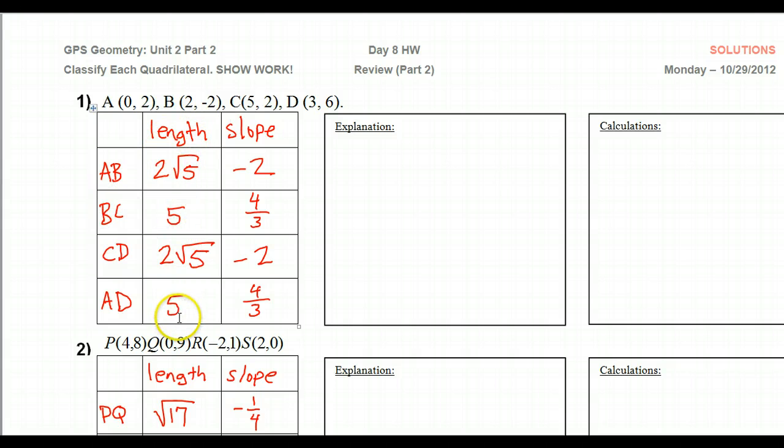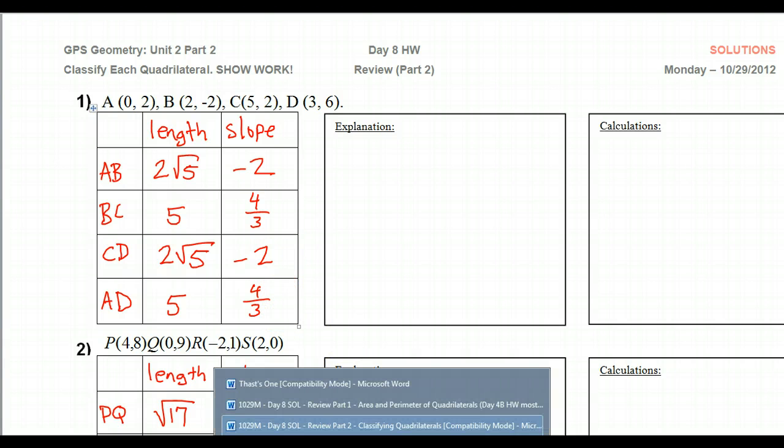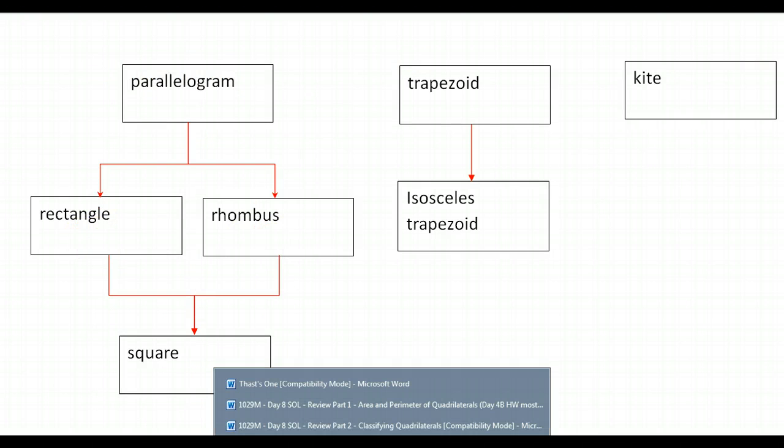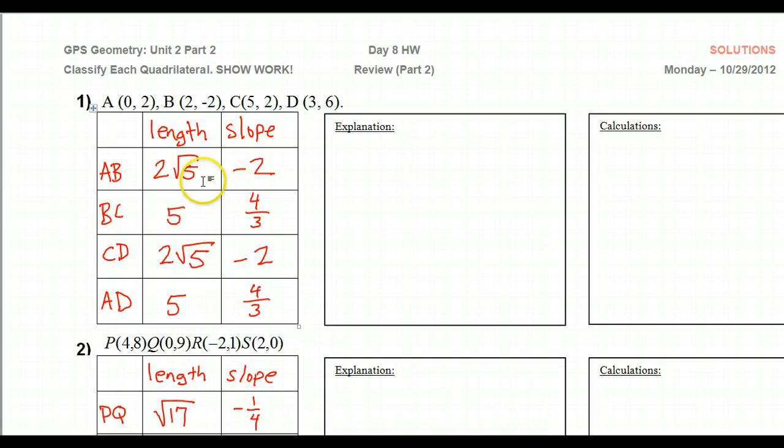We look at the lengths and the slopes, and we ask ourselves, is this thing a parallelogram? Well, yes, it is a parallelogram, because both pairs of opposite sides are parallel. Okay, so it is a parallelogram. So then we have to ask ourselves, is it a rectangle or is it a rhombus? Well, it's not a rectangle, because these sides, the consecutive sides, are not perpendicular.